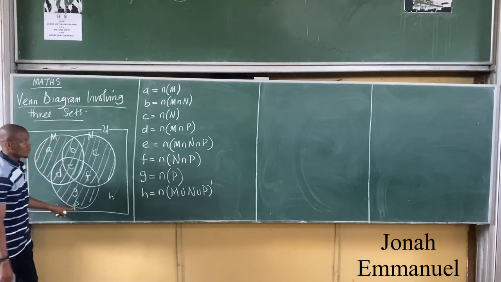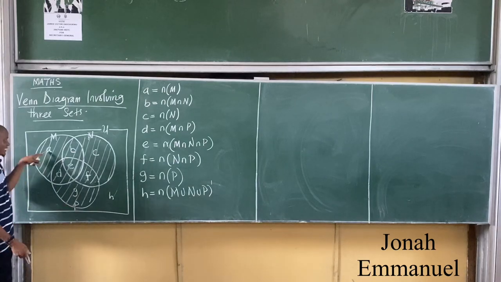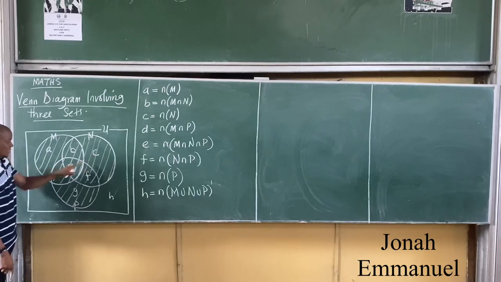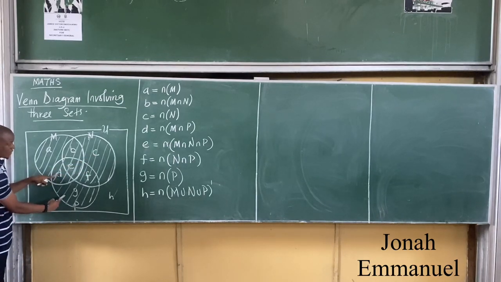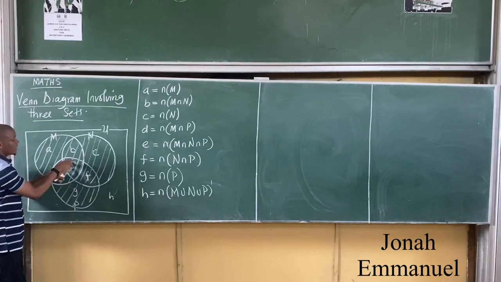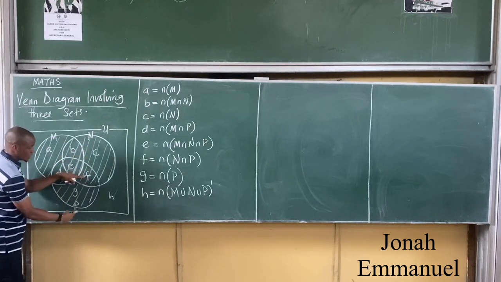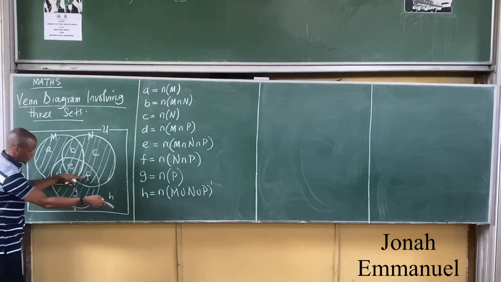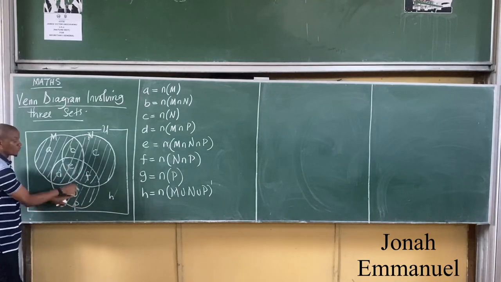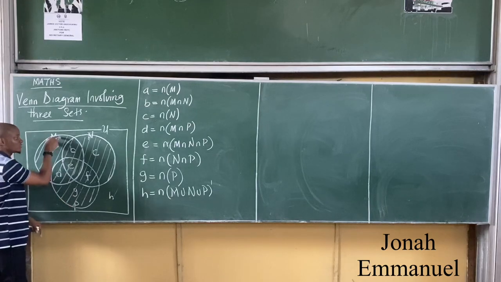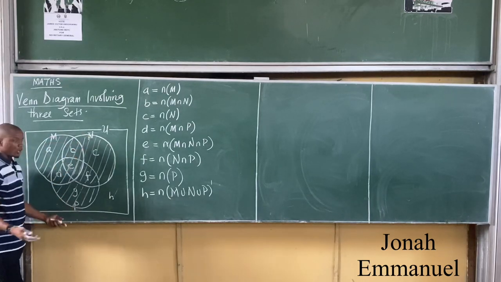So I have this. Please note each of the points. Here is M only. Here is M intersection N. Here is N only. Here is M intersection P. Here is n of M intersection N intersection P, because all of the circles meet here. F, this point here, is the meeting point between N and P, so it becomes N intersection P. Here is for the P circle alone, n of P. Of course, here becomes n of M union N union P, all prime.